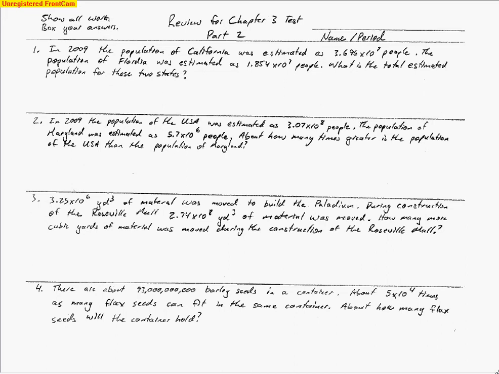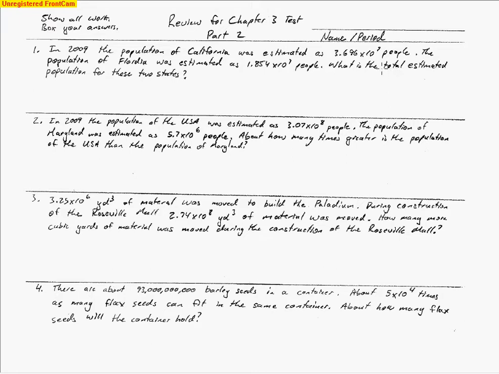These are the solutions for the review for Chapter 3 Test Part 2. Let's take a look at our first problem. It says that in 2009 the population of California was estimated, and they give us a number here. The population of Florida is estimated at this number of people. What is the total estimated population of the two states?